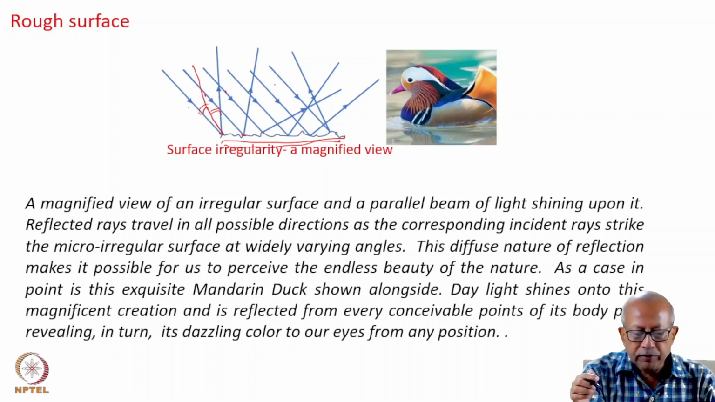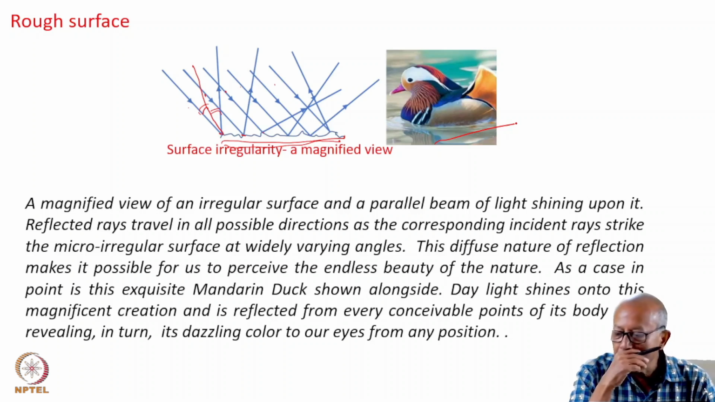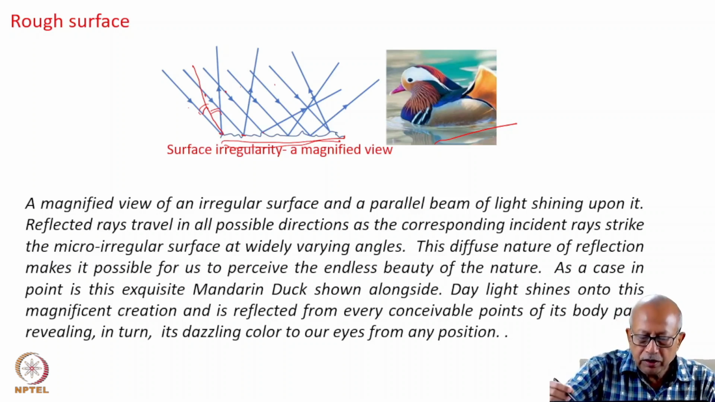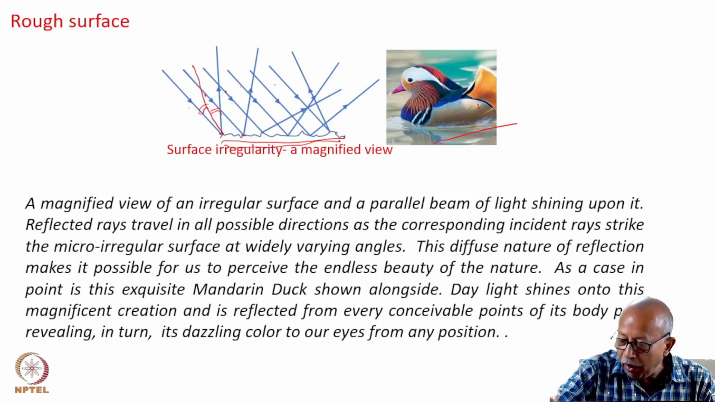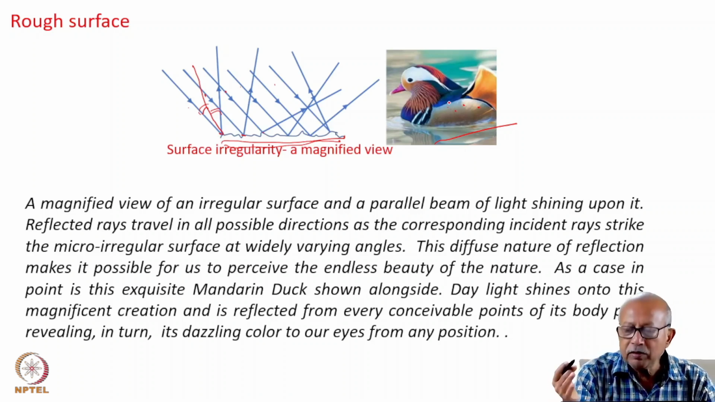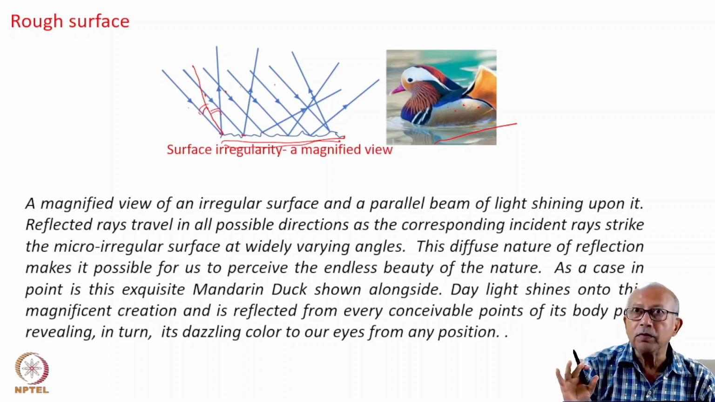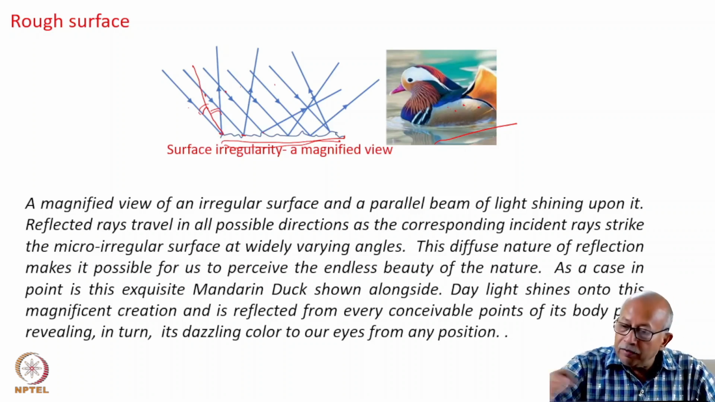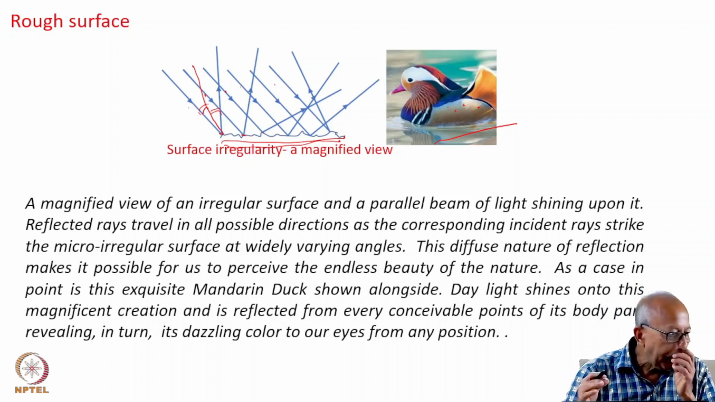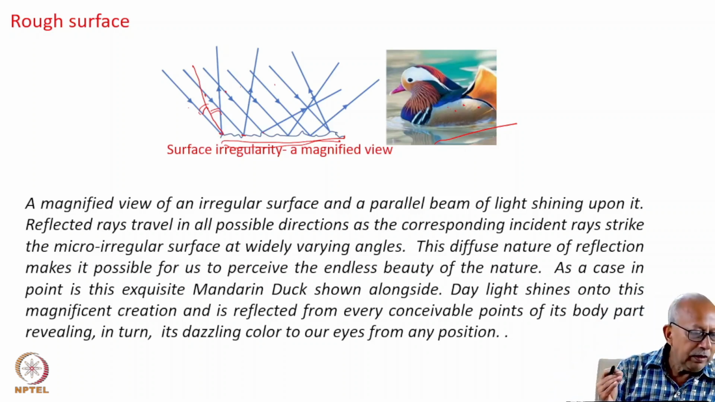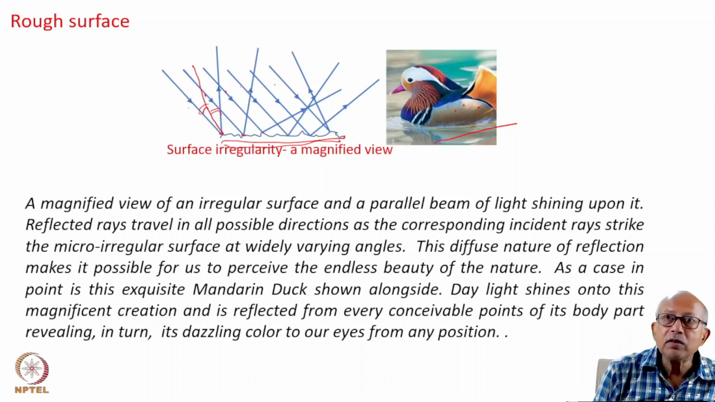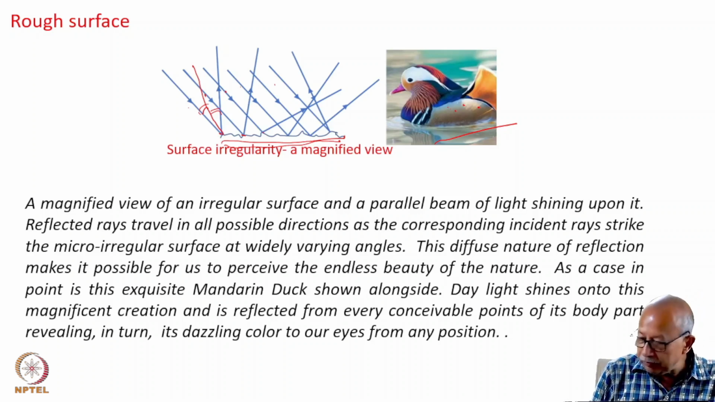A case in point is this exquisite Mandarin duck shown alongside. Daylight shines onto this magnificent creation and is reflected from every conceivable point of its body, revealing in turn its dazzling color to our eyes from any position, because the reflected ray travels in all possible directions. This thus reveals the uniqueness of nature in such reflection.